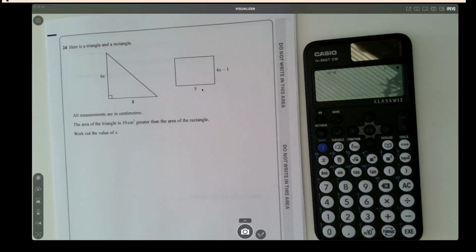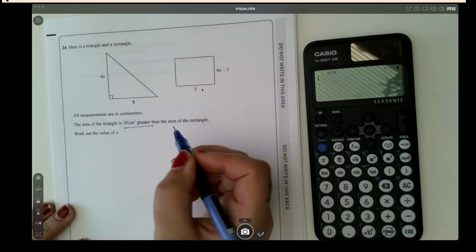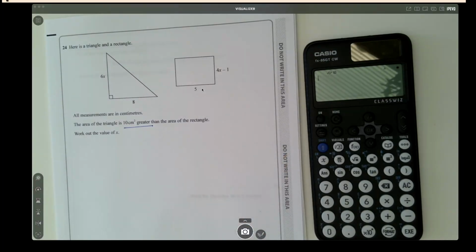Question 24. Here is a triangle and a rectangle. All measurements are in centimetres. The area of the triangle is 10 centimetres squared greater than the area of the rectangle. Work out the value of x.